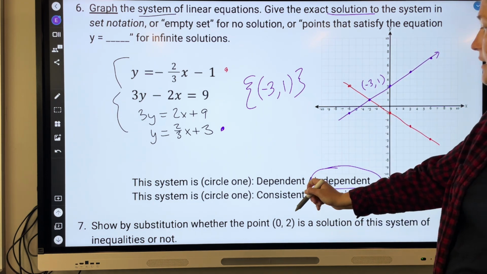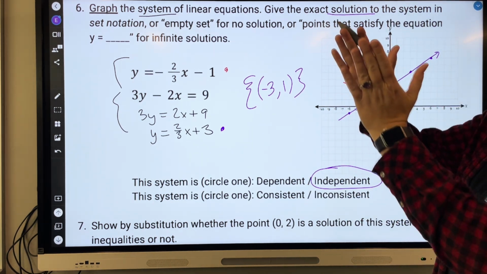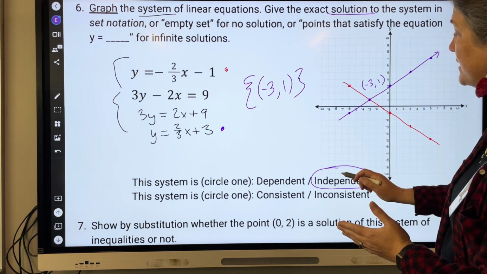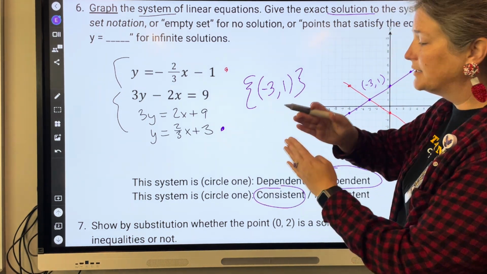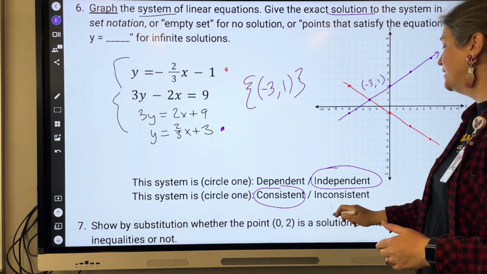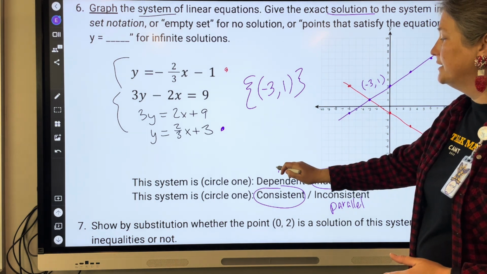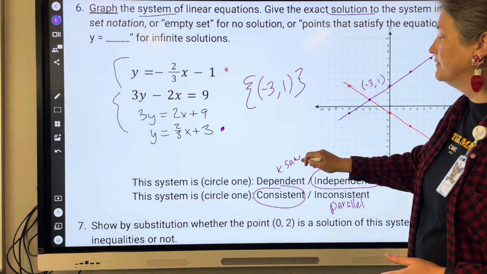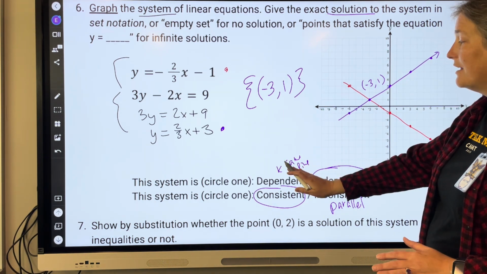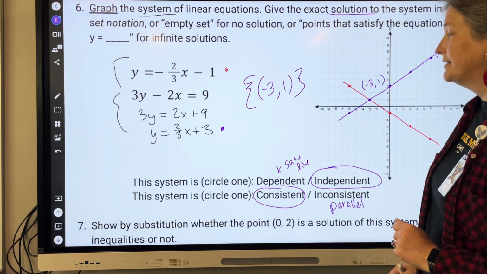Is this system consistent or inconsistent? Meaning, can the system be solved? It is a consistent system because the point actually exists. An inconsistent system means parallel. Dependent means same line. So if it's not the same line and it's not parallel, then it's independent and consistent.